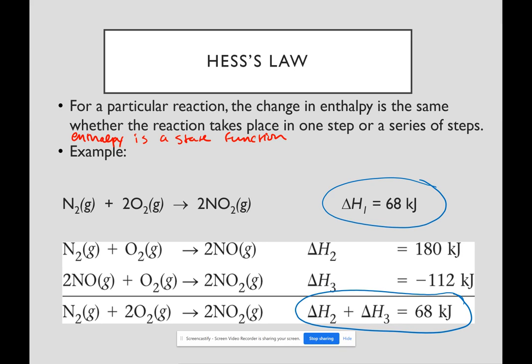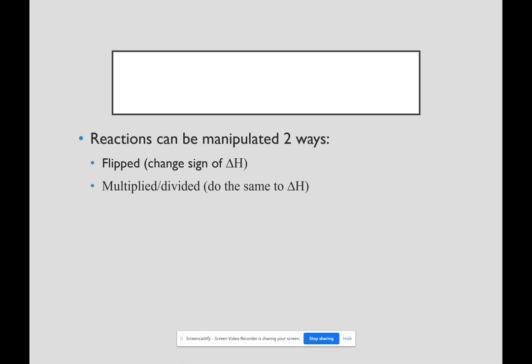When you are doing Hess's law, you might have to manipulate the equations that are the steps. And these equations, these reactions, can be manipulated in 2 ways. They can be flipped, so reversed, reactants become products, products become reactants, in which case you would change the sign of delta H, or they can be multiplied and or divided. And whatever you do to the reaction, you do to delta H. So you can do one of those 2 things, you can do both of them, you can do none of them. It's just going to depend on the reactions.